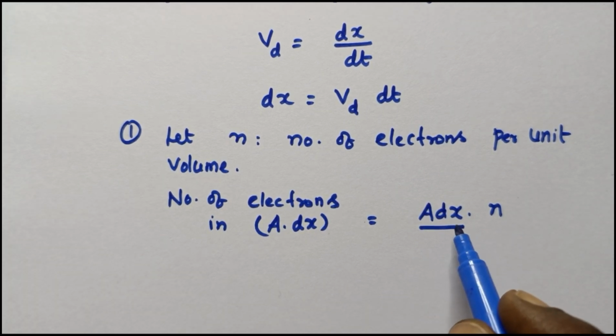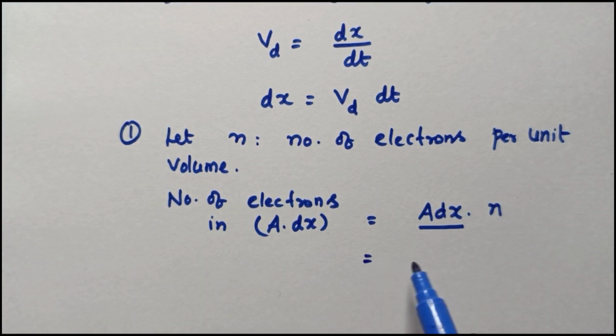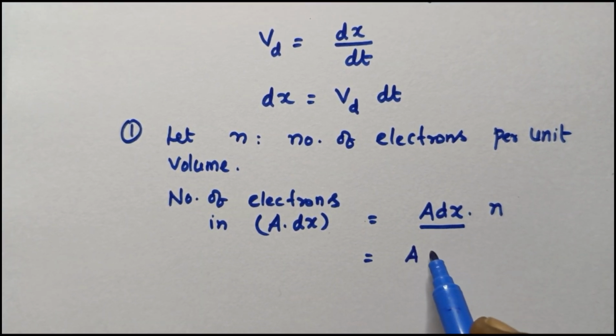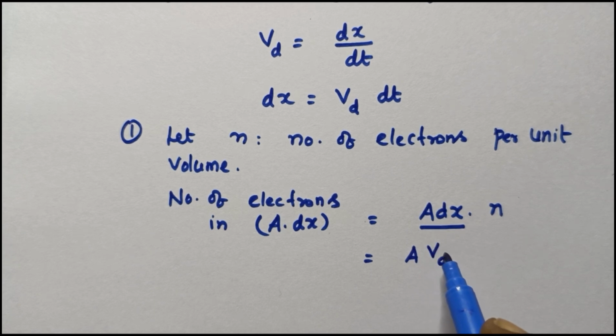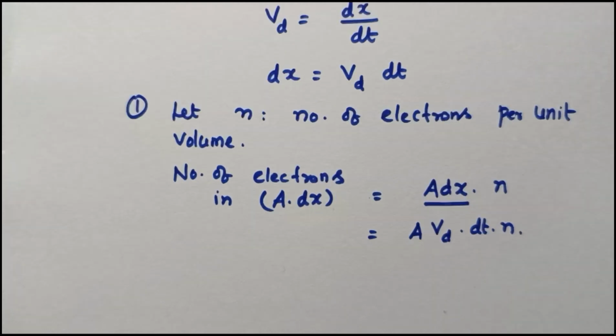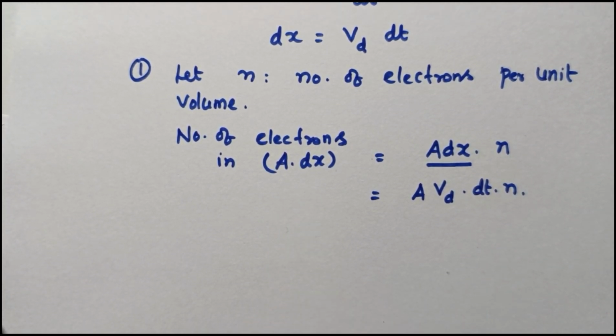Now we already know that dx is equal to vd into dt. Therefore this is equal to A. Instead of this dx we can write v suffix d into dt into n. So this is the number of electrons in the volume A into dx.